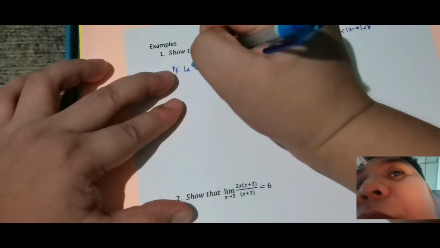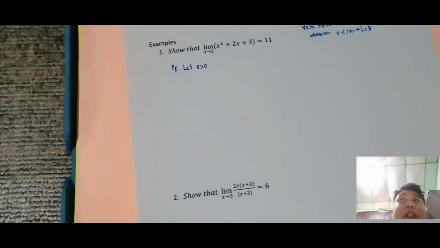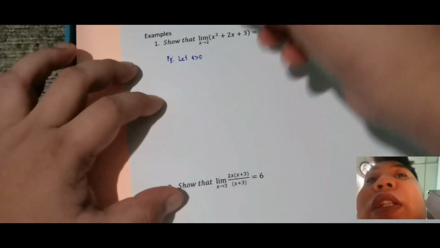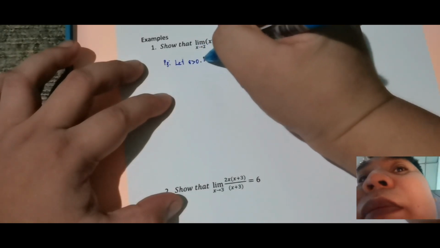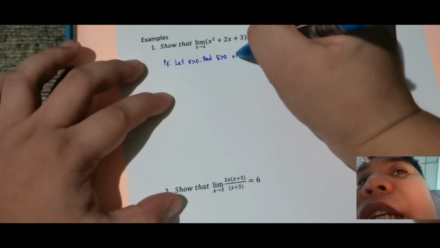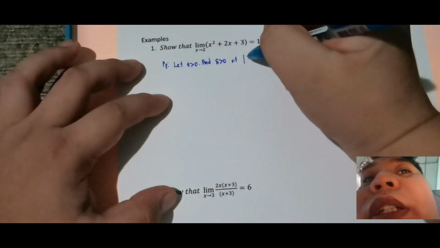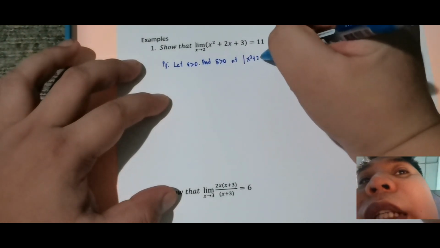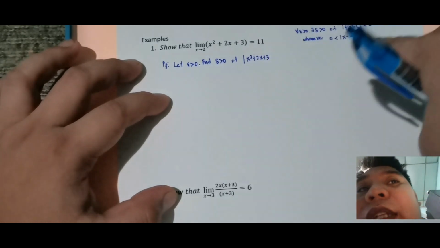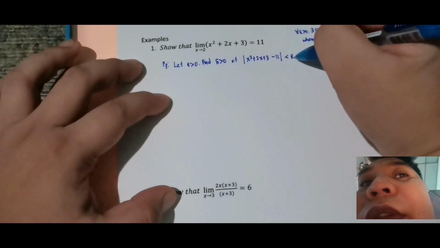So let epsilon be greater than 0 be given. Okay, let epsilon greater than 0. So set doon for every epsilon. Eh di ba nga sabi ko, maghahanap ka sa kada epsilon na isa-set mo, dapat makakahanap ka ng delta. So you need to find delta greater than 0 such that f of x minus L. Ano ba f of x dito? F of x dito is x squared plus 2x plus 3. Then minus L. What is L? That is 11. So lalagay ko dito 11. And this is less than epsilon.